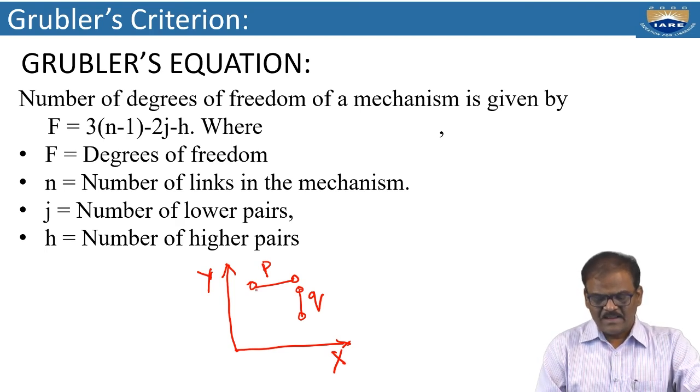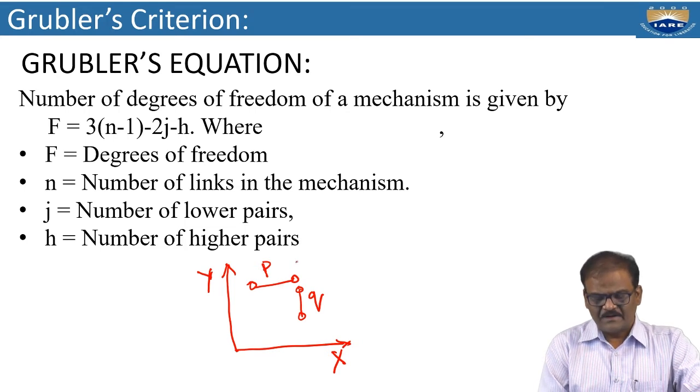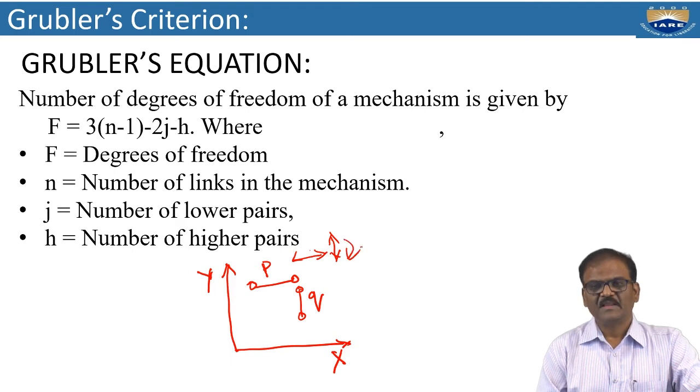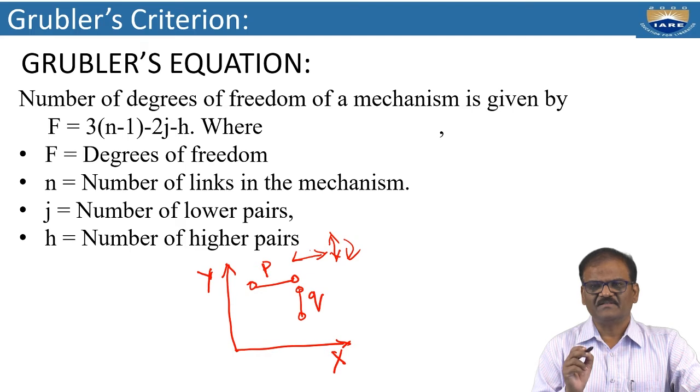The binary link P can have 3 degrees of freedom. If you look at it, it can move freely in the x-axis. It can also move freely in the y-axis. It can also rotate about the axis perpendicular to the plane. The remaining 3 degrees of freedom, rotation in the yz plane and translatory motion in the z-axis, are constrained in a planar mechanism. So independently, link P has 3 degrees of freedom. Independently, link Q has 2 degrees of freedom.